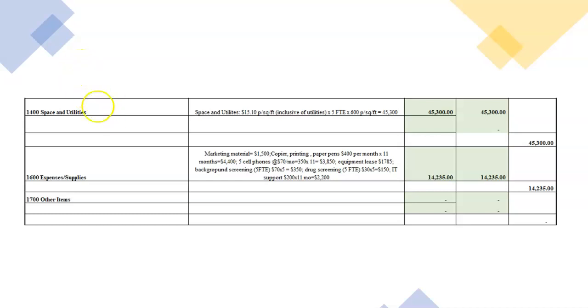Line 1600 is for your expense and your supplies. Expense includes, but are not limited to, office supplies, communications, printing and postage, training materials, snacks, background screening. Expenses also include expendable items costing less than $1,500, such as books, tape recorders, records, management software, etc. Generally, supplies include any materials that are expendable or consumed during the project year.